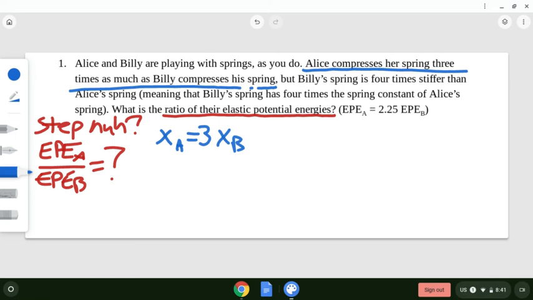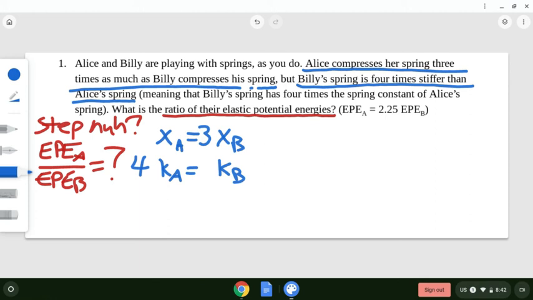The other thing we know is something about the spring constant. Billy's spring is 4 times stiffer than Alice's spring. So Billy's spring has 4 times the spring constant of Alice's spring. So we've got K of Alice equals something K of Billy, and our number is 4. Does the number go on the left or the right? Billy's spring has 4 times the spring constant of Alice's spring, so this time the number goes on the left. All right, so that's the list of the things that we know.